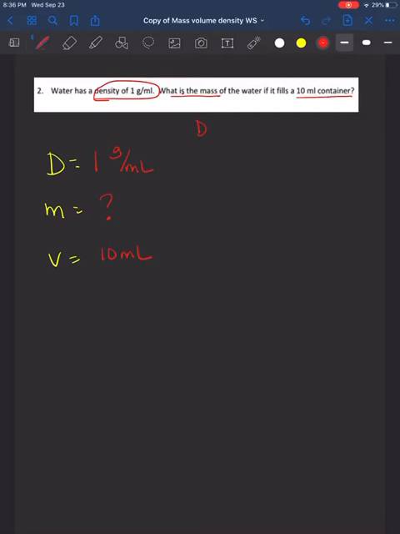But remember, my formula is this. So I have a choice. I can plop the numbers in and then algebraically rearrange it, or I could go back to this circle.